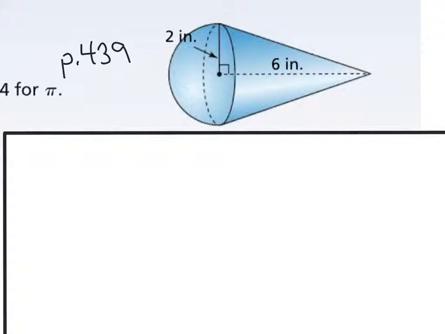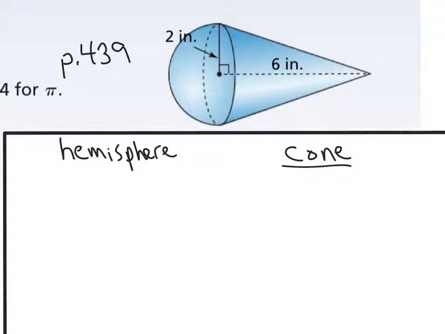So we've got two different parts here. We've got the hemisphere, or the half sphere if you want to call it, and then the bottom part you've got a cone. So start out with, write your formulas for these would probably be a good idea. For a sphere, it's 4/3 pi r cubed.